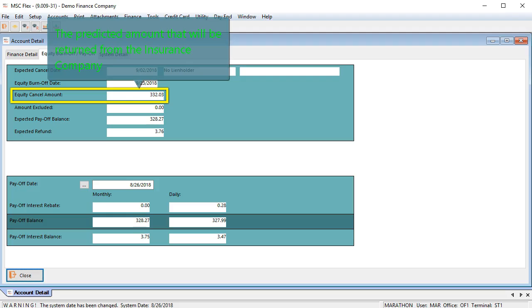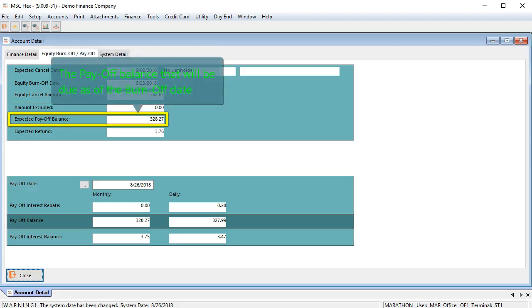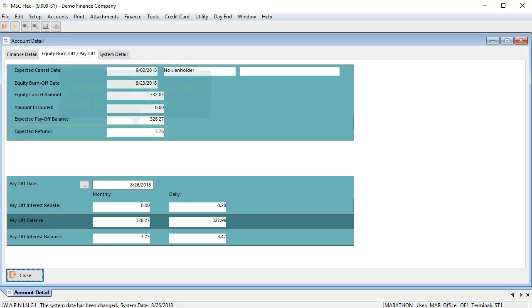The burn-off amount is the predicted amount that will be returned from the insurance company. The amount that was excluded from the burn-off calculation is displayed here. This amount is usually used as a bumper to help prevent losses. This is the payoff balance that will be due as of the burn-off date. This is the refund that would be due to the client as of the burn-off date.